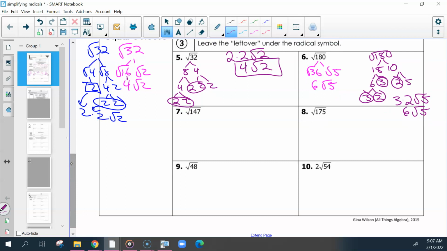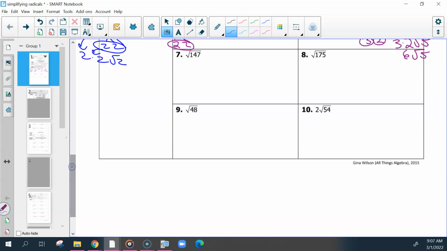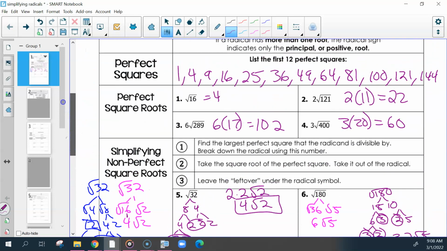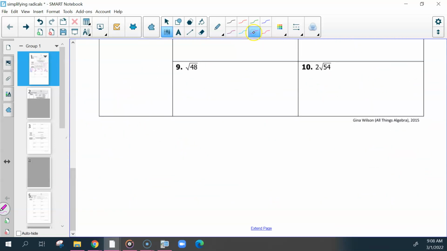Let's skip to, we'll do one more of these and then we'll skip to another thing. Let's do 48. We'll do this the short way and then the next one the longer way. For 48, what is the highest perfect square we can divide it by? 16. 16 and 3. The square root of 16 is 4. So our answer would be 4 times the square root of 3.